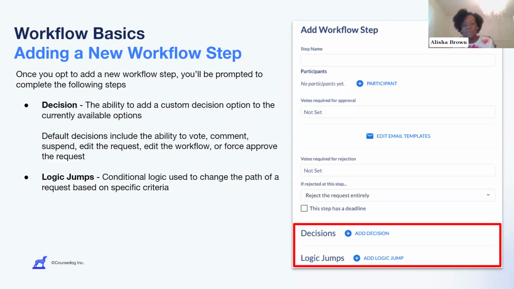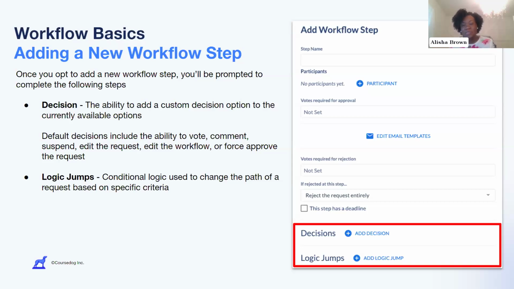The final two steps that you'll see when adding a new workflow step are decisions and logic jumps. When you initially add a participant, you'll see a series of icons next to the name that indicate the many actions that they can take at their assigned step. Default decisions include the ability to vote, comment, suspend, edit, or what we refer to as force approve, which just skips all the steps and pushes it right to the end. And these can easily be toggled on and off based on what you'd like that specific participant to do.